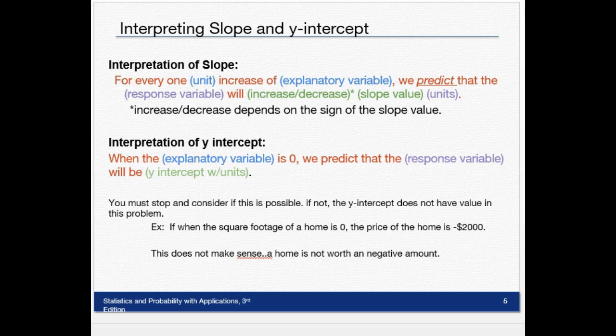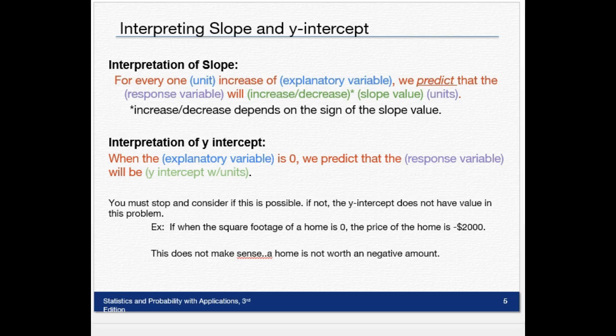Now, to interpret the y-intercept, here's the structure you're going to use every time. When the explanatory variable, and don't say explanatory variable, say whatever it is in context. When the blank is 0, we predict that the blank will be blank blank, whatever it is. Okay? So what I put in parentheses, you're going to plug in with the actual value in the context of the problem.